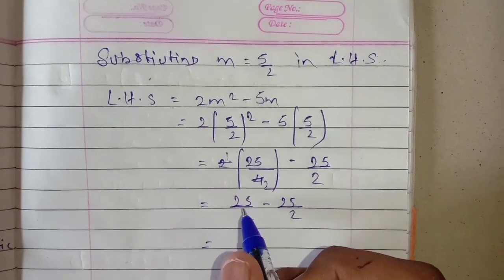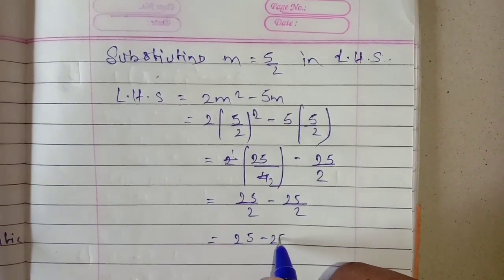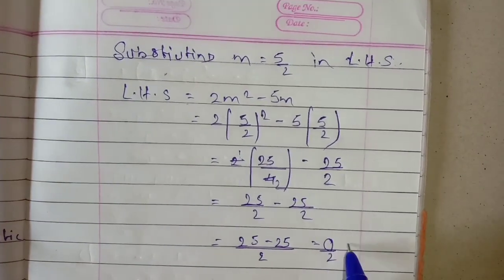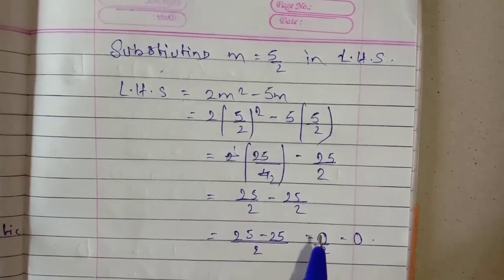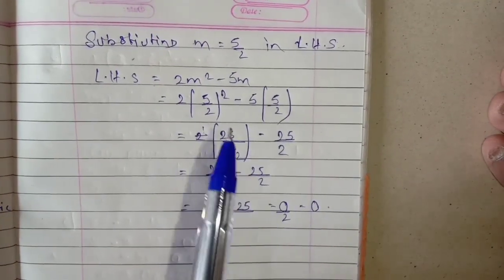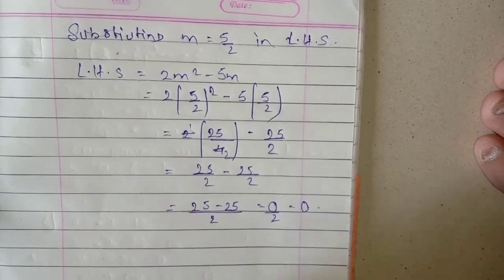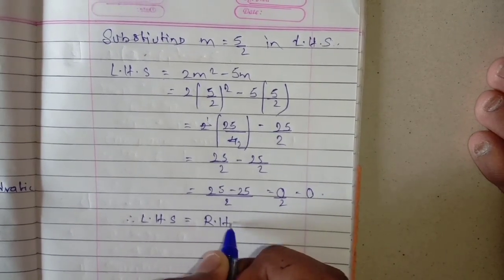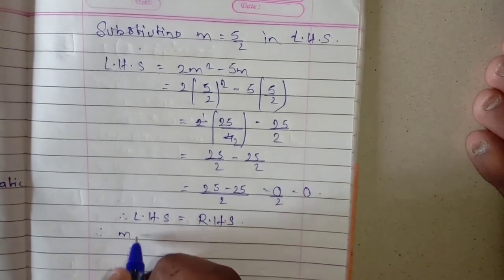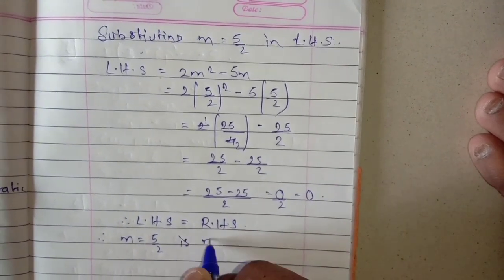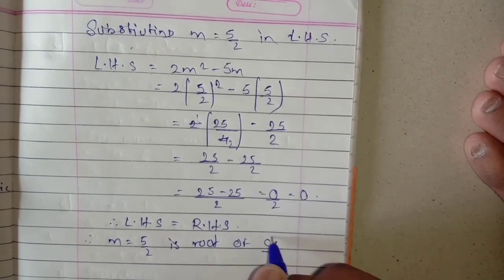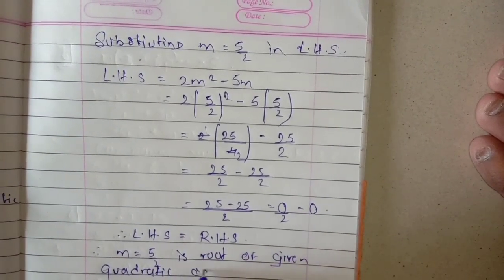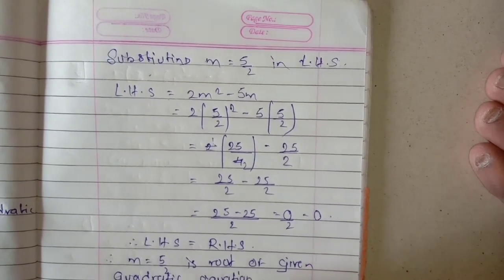25 minus 25, and the 2 is common, therefore 25 minus 25 is 0, and 0 upon 2 is 0. So our LHS is 0, and our RHS is also 0. Therefore we can say that LHS is equal to RHS, and therefore m is equal to 5 upon 2 is a root of the given quadratic equation. So like this we complete question number 4.